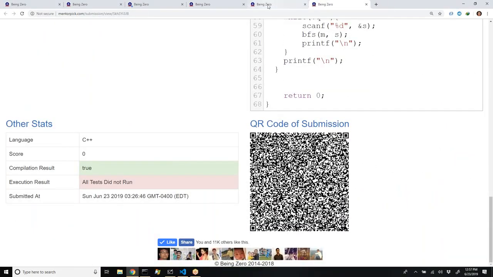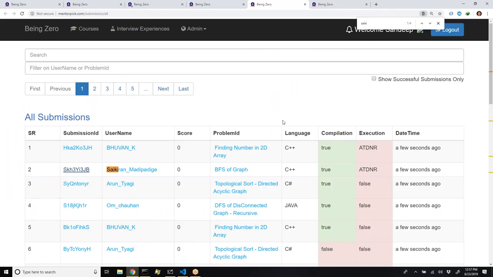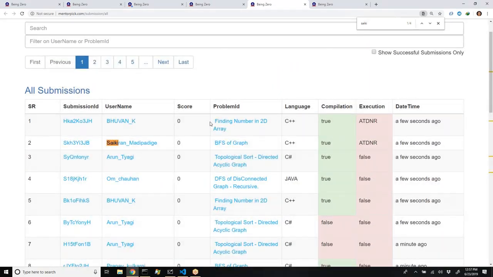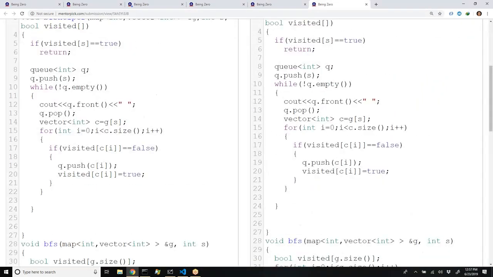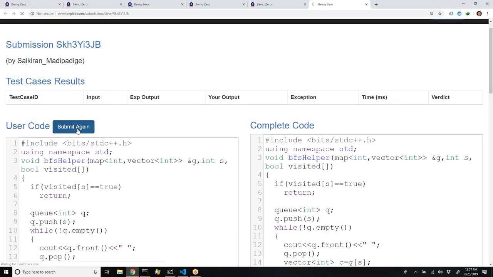So the all test did not run. It's running. It's running, but actually I just submitted. You submitted and went back? Some error. Oh, okay. Then it might be some issue at our back end. Yeah, today there is some issue going on, so let's see.